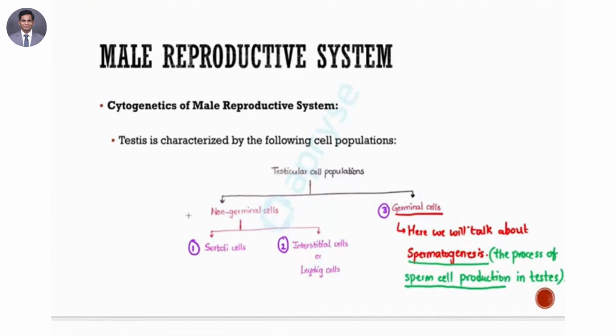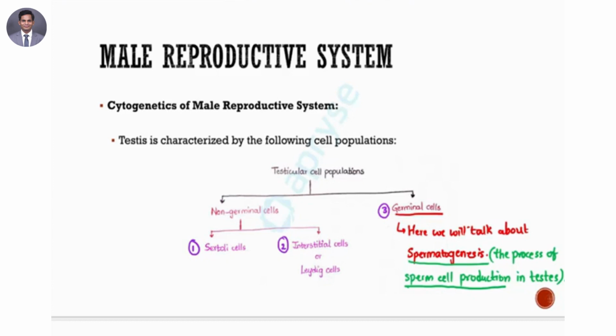Now within the non-germinal cells there's a classification. I want to talk about three different kinds of cells here. The first cell is going to be Sertoli cells. The second one is going to be Leydig or interstitial cells, and the third one is going to be your germinal cells, which is important for spermatogenesis. So we'll take a look at all of these.